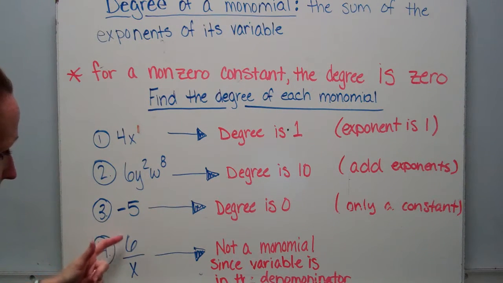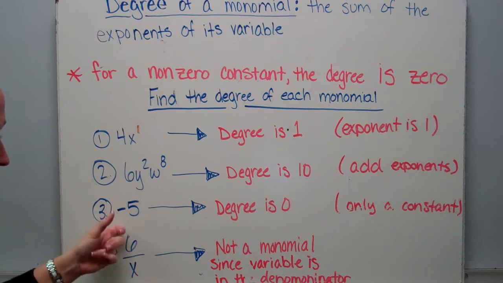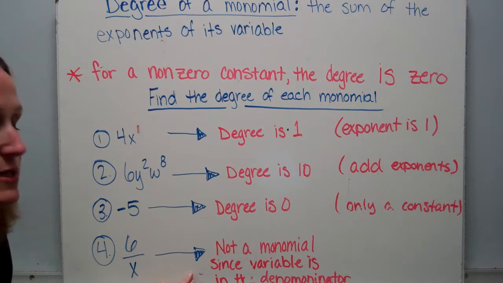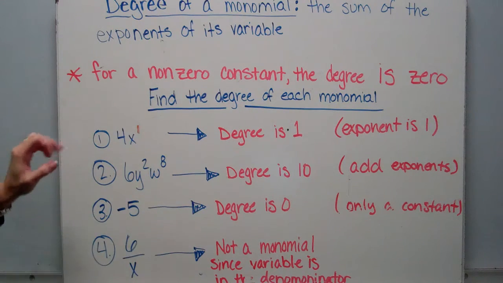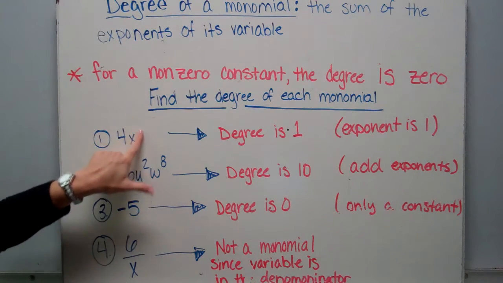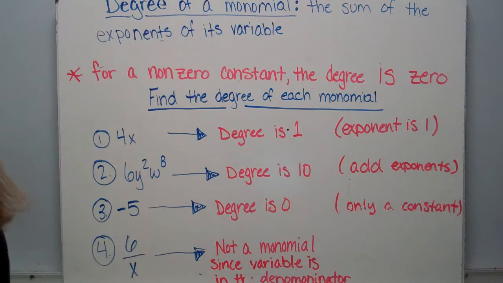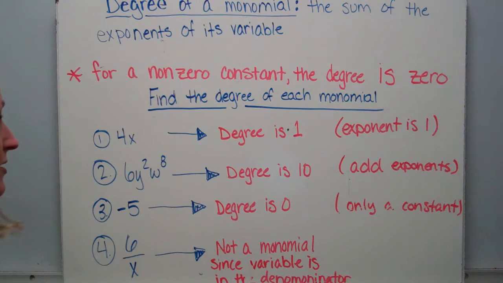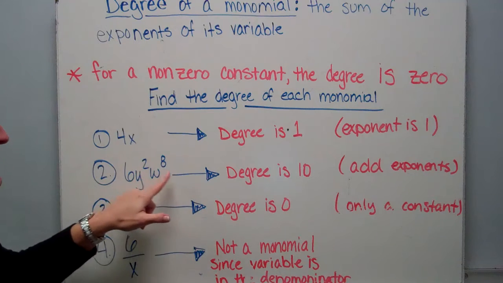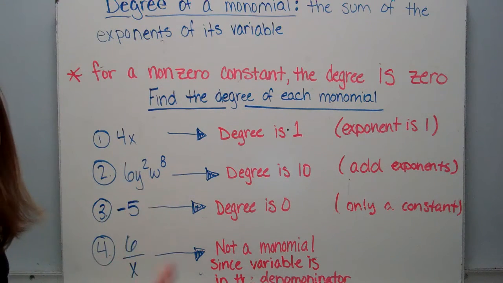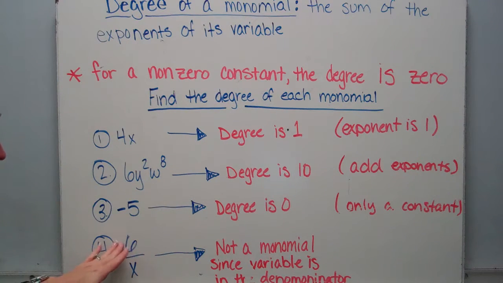Okay, what about 6 over x? This is not a monomial because the variable is in the denominator. So, to review what we did, here the degree was 1 because our variable was 1. Even if you can't see that variable, it's 1 because of that understood 1. We talked about that forever now. Here our degree was 10 because we added those variables. Here it was 0 because we had no exponent, it was just the constant. Here, this is not a monomial.